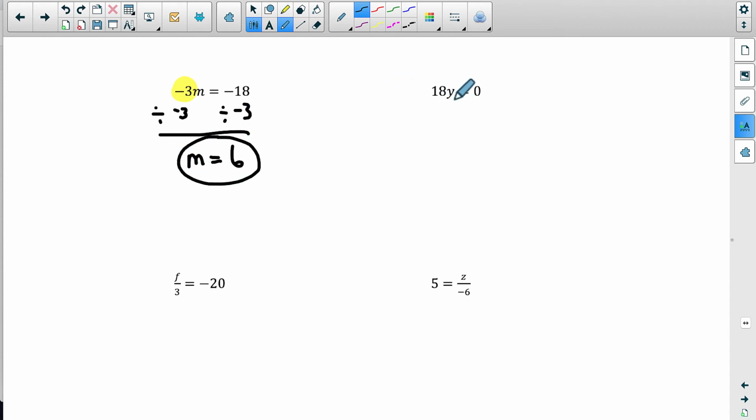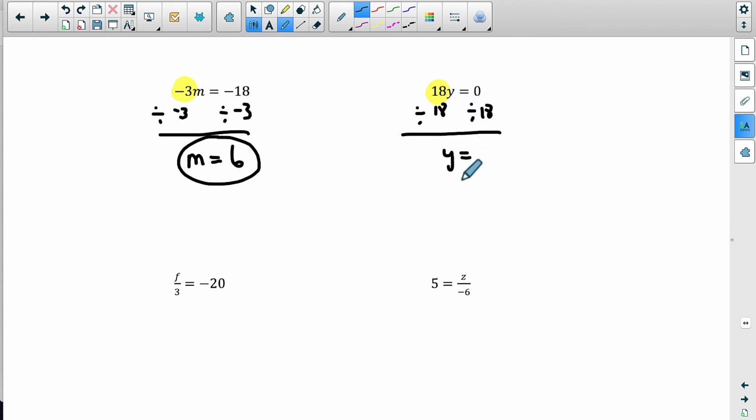Okay, 18y equals 0. So we want to get the y by itself. We want to get rid of the 18. What's this 18 doing to the y? It's multiplying. So we do the opposite. We divide. Divide by exactly this. We want to be able to get rid of it. So divide by 18. And what we do to one side, we do to the other. People get all nervous when they see zeros, but it still works. These 18's cancel. You get y.